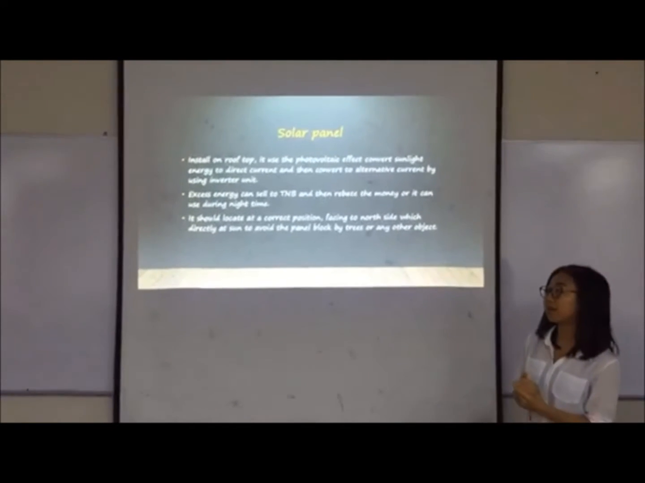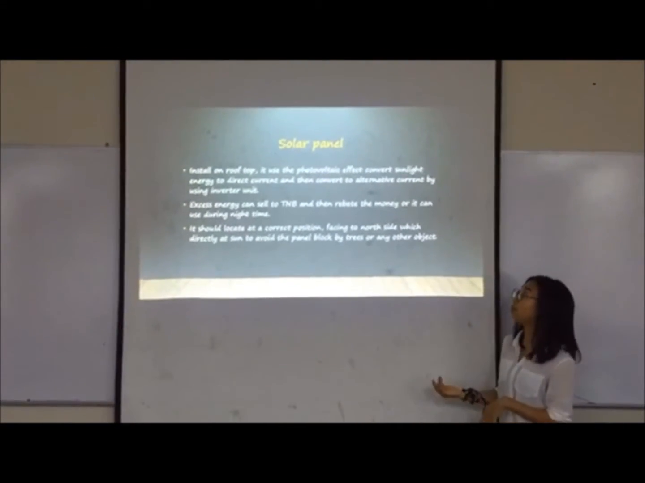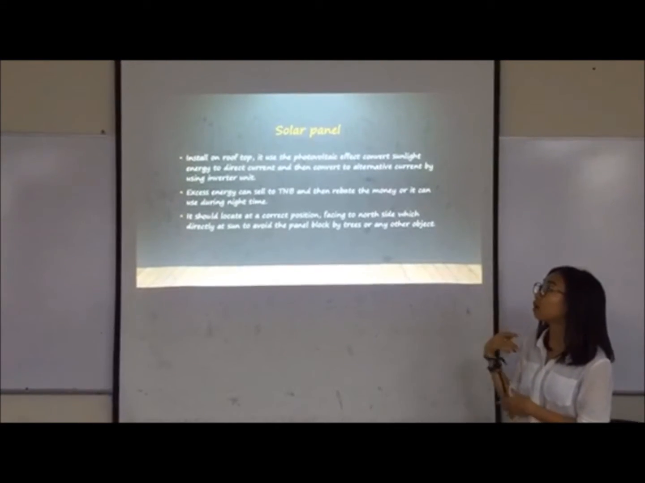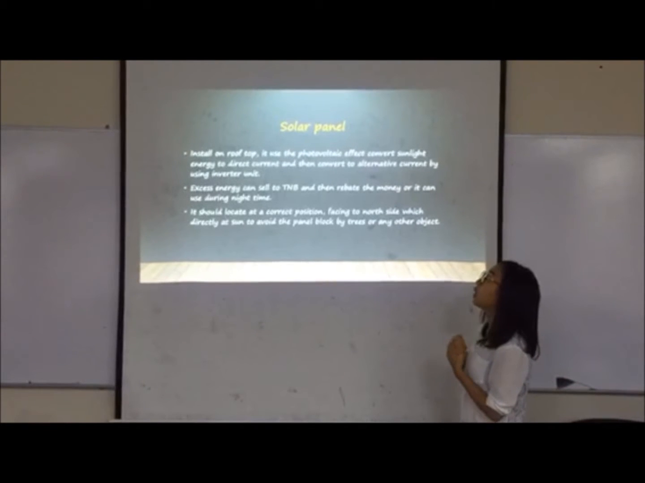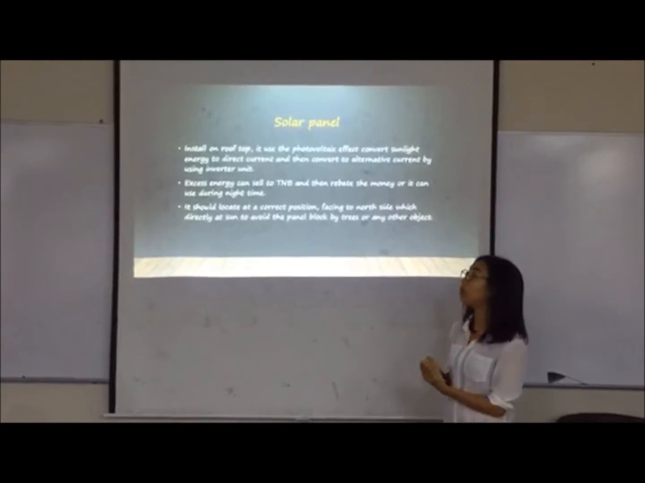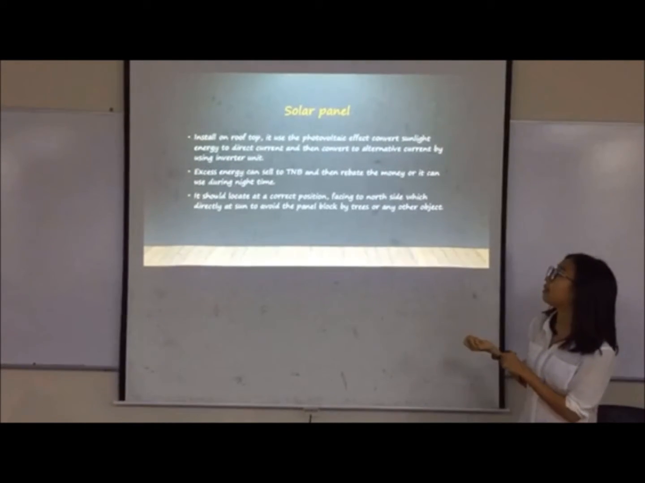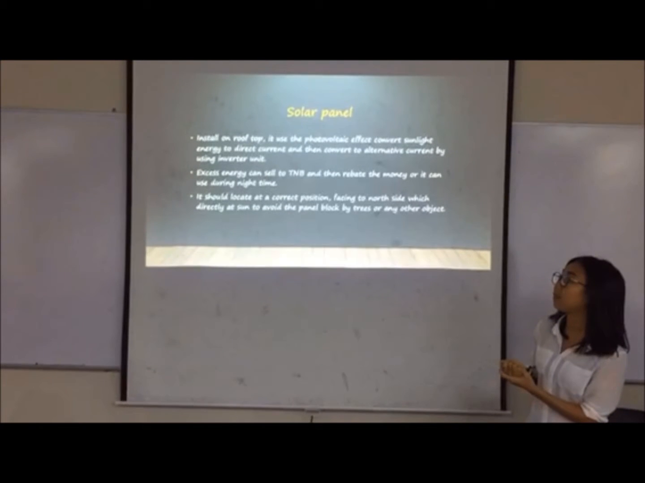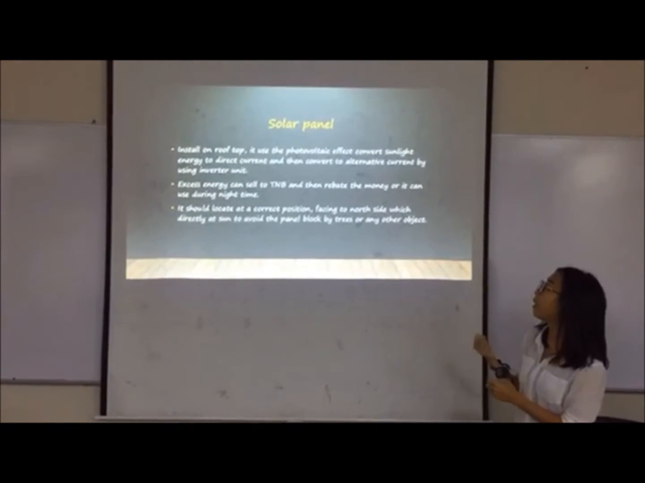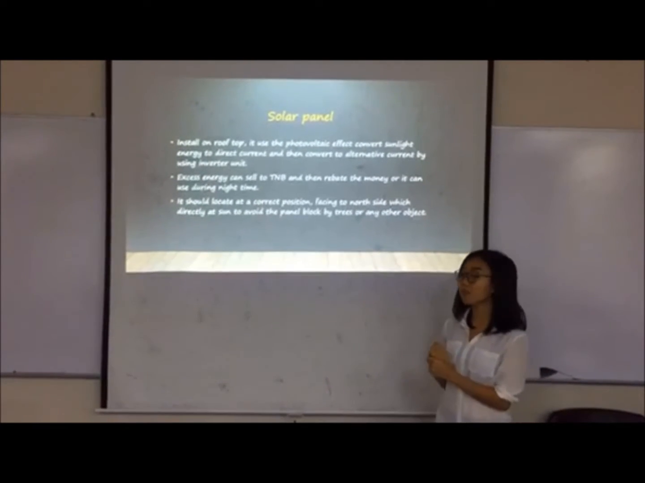And then we are recommended to use solar panels for our project. So what is a solar panel? It is installed on the rooftop and uses the photovoltaic effect to convert sunlight to DC, and then converts it to AC by using an inverter unit. The excess energy can be sold to TNB, which rebates the money, or it can be used during night time.